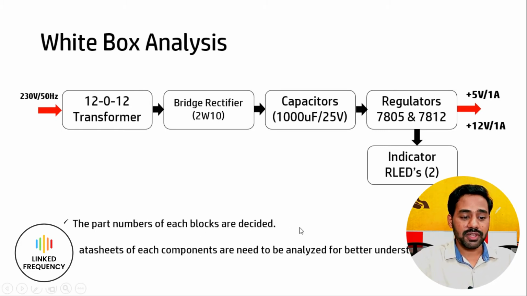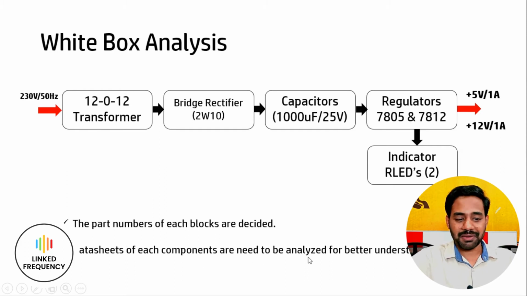The part number of each block is decided at this point of time. 12012 transformer, 2W10 is the part number for the rectifier, 1000 microfarad 25 volt is the capacitor that we are using at the input side, and 7805 and 7812 are the two regulators that we are going to use.